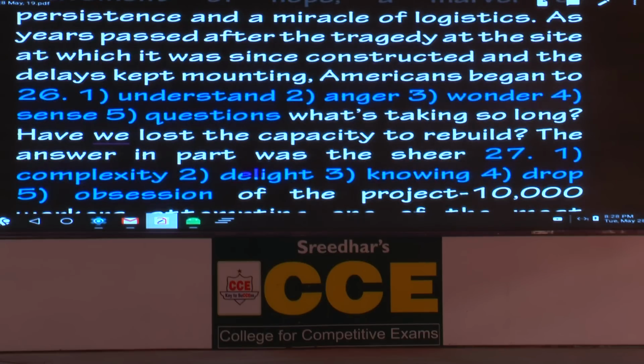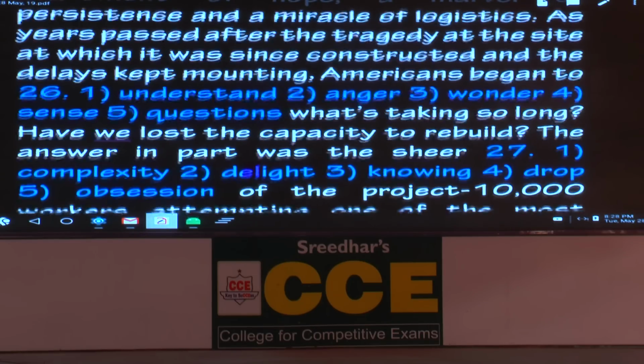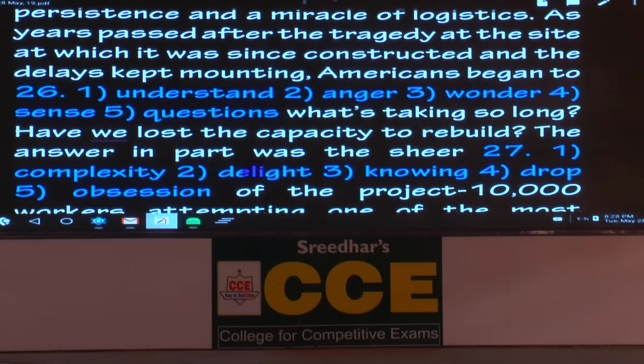Mounting, to get accumulated. But generally it goes with pressure. Please write one expression. The pressure is mounting. When your result gets delayed, you are under tremendous pressure. What do you say? The pressure is mounting. Now, what are the words? So, and the delays kept mounting.